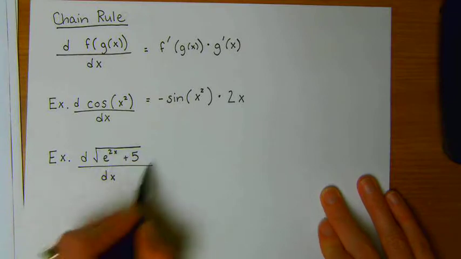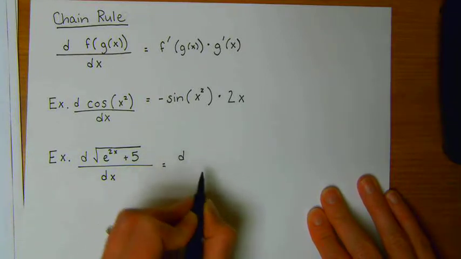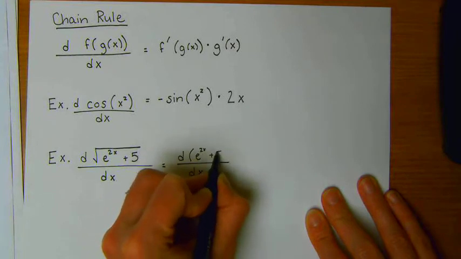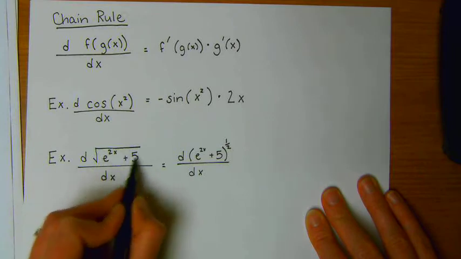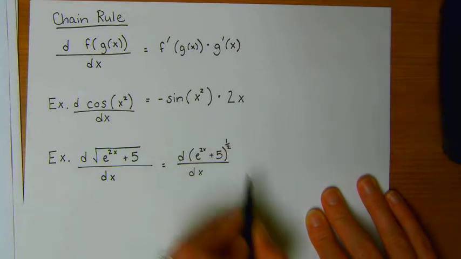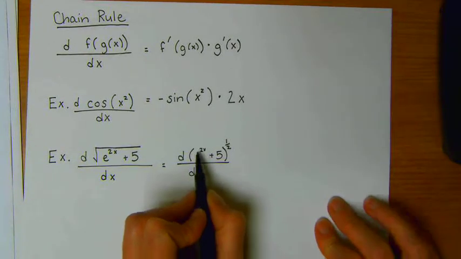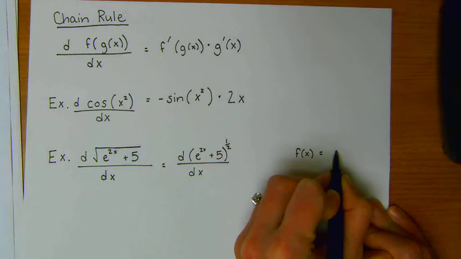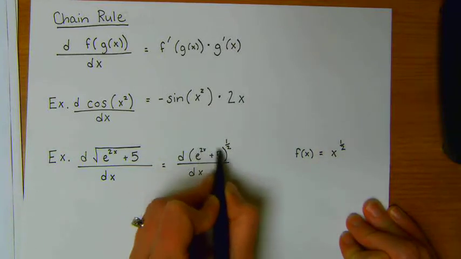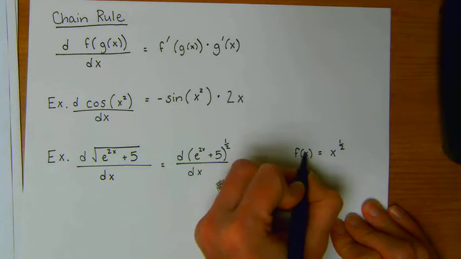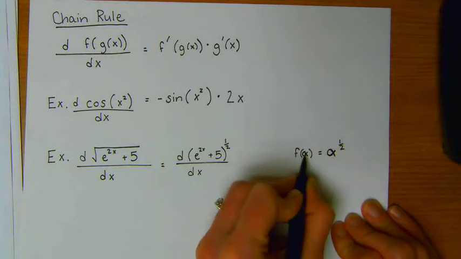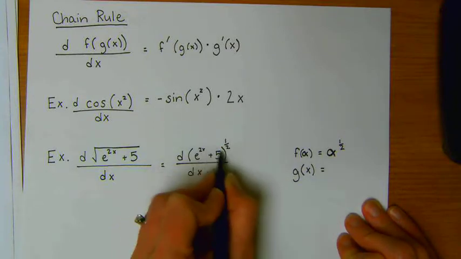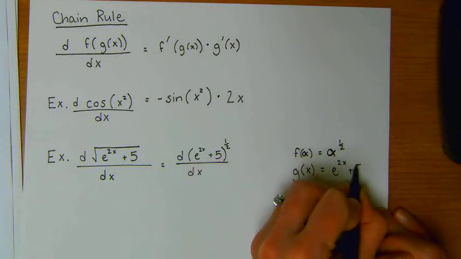To get started, I need to identify what is my outer function and what is my inner function. And to help with that work, I'm first going to rewrite this. For me, visually, instead of using square roots, I like to think of them as fractional exponents. So this is the same thing as e to the 2x plus 5, all raised to the 1/2. Now it's a little easier to see that my outer function, f of x, is what's going on the outside here. The very outermost thing is that all of this stuff is being raised to the 1/2. And maybe it's even more helpful to see this as a different variable. I'll call it alpha to the 1/2, because this whole inner piece is the alpha. And then g of x is going to be the inner piece, which is e to the 2x plus 5.